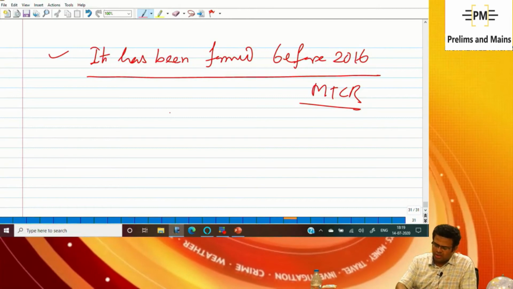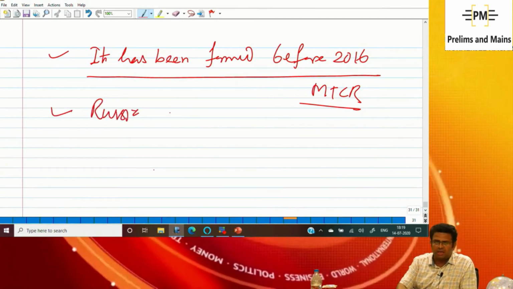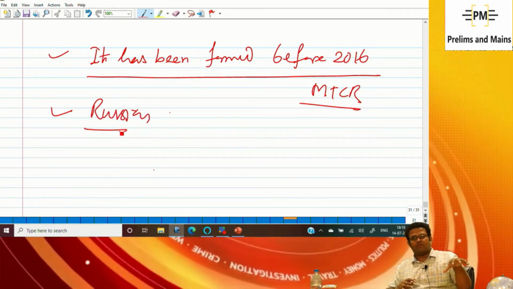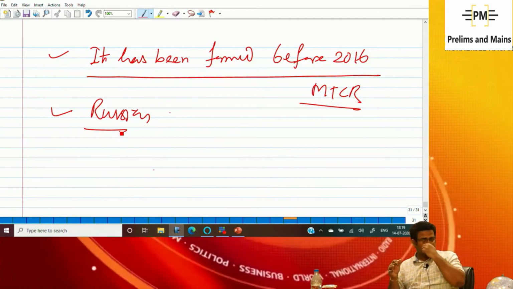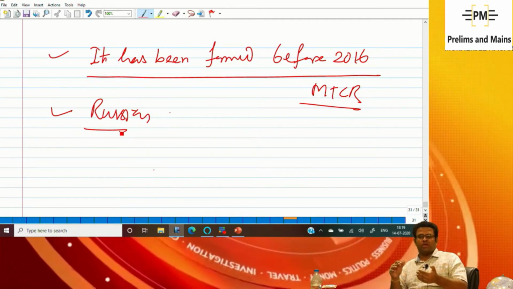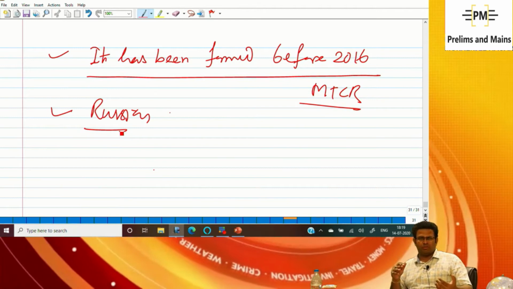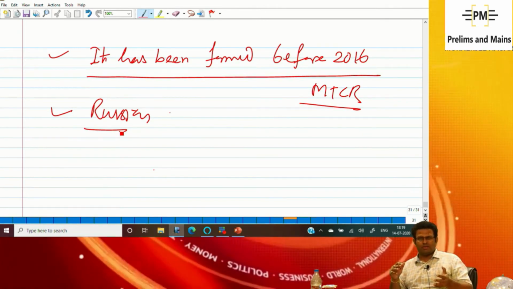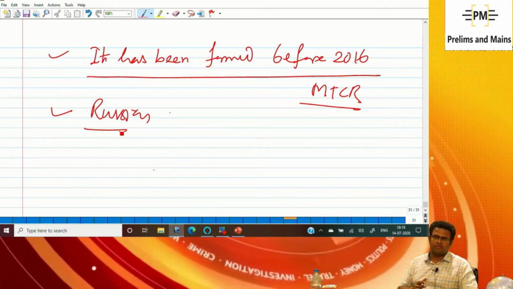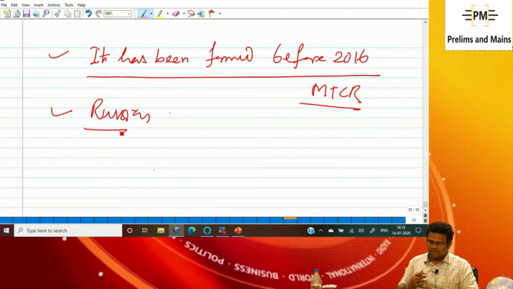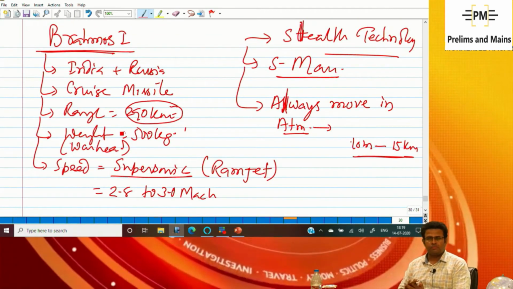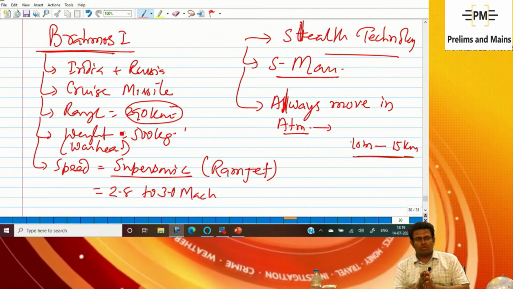So before 2016, Russia had high range technology, but Russia cannot give it. Russia is a member of MTCR. Before 2016, India was not a member. So when Russia and India were making BrahMos, the range could not be more than 300 kilometer. Therefore BrahMos 1 is 290 kilometer and the weight only up to 500 kg. It was formed before 2016, and we started developing it in 2007 or so. Clear? So this is about BrahMos 1.